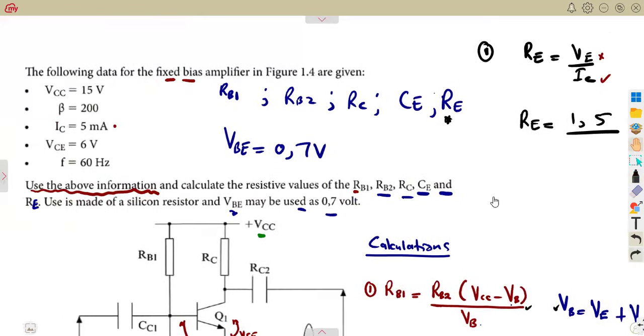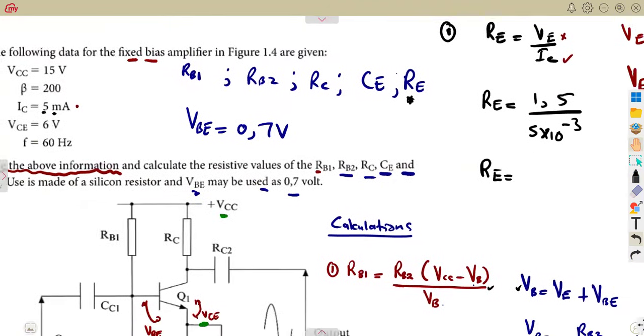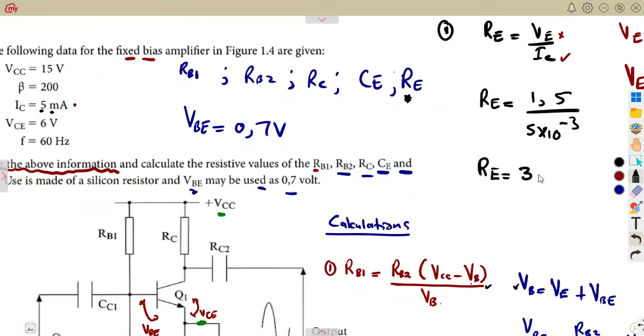So you're going to use IC instead. The collector current, 5 milliamps, 5 times 10 to the exponent of -3. That is going to give us the value of RE, which is our emitter resistance. From this, we're going to obtain 300 ohms. So you've got the value of RE from there. So that is the condition. Remember your approximations of all these formulas.